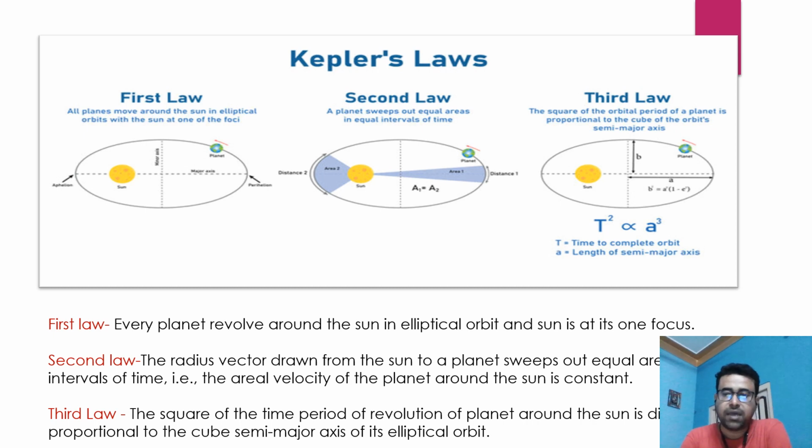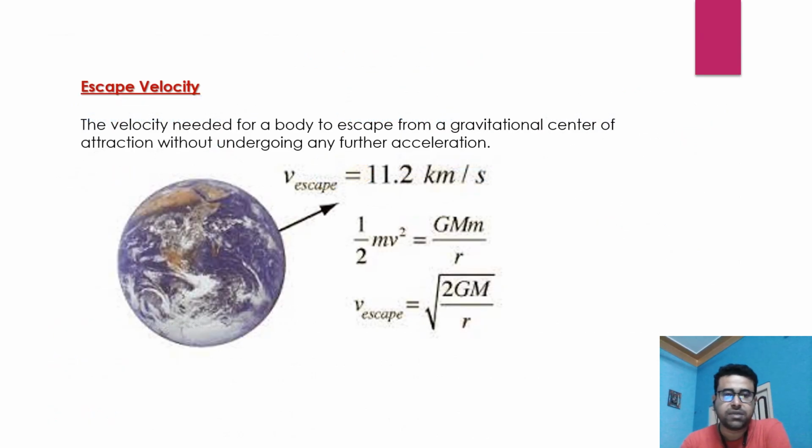The last one is the escape velocity. So what is escape velocity? Escape velocity means the velocity needed for a body to escape Earth's gravitational pull. Okay, so whenever we send a rocket, it has to overcome the acceleration due to gravity, the Earth's pull. So what should be the velocity of a rocket when it is going up? Its velocity should be 11.2 kilometer per second. If it reaches this velocity, then only can it escape the Earth's gravitational pull.